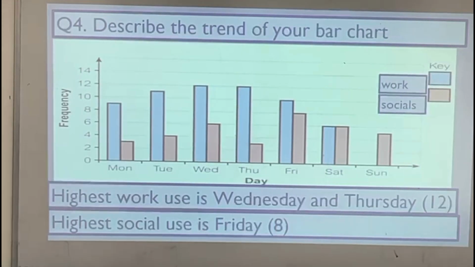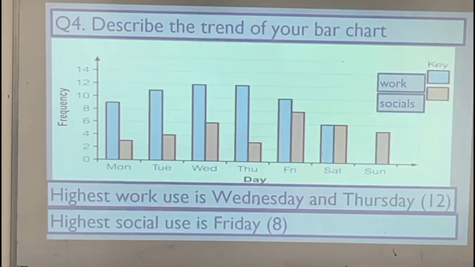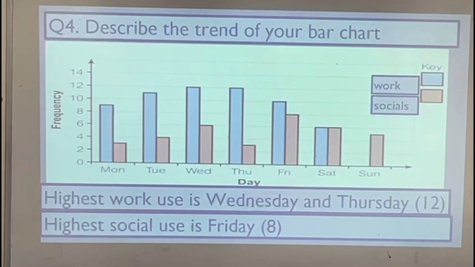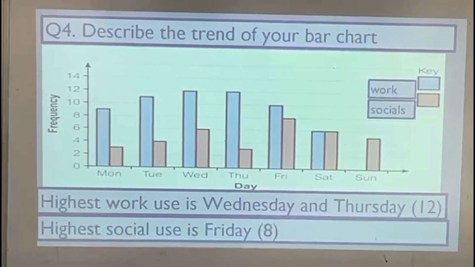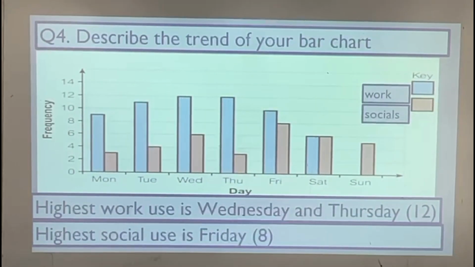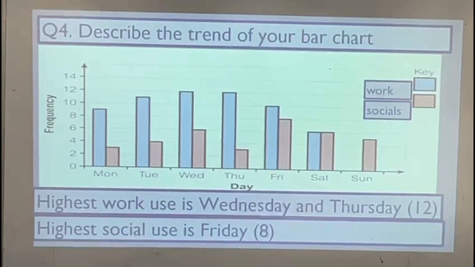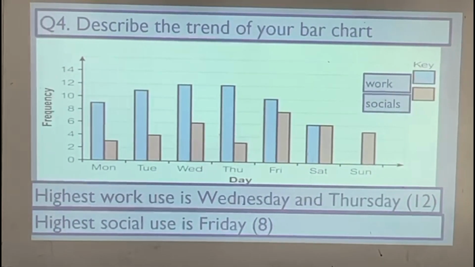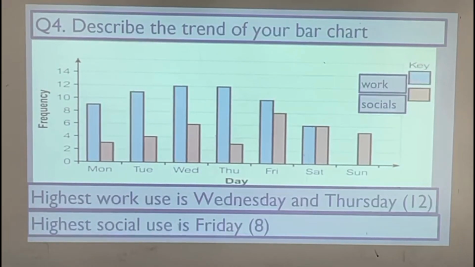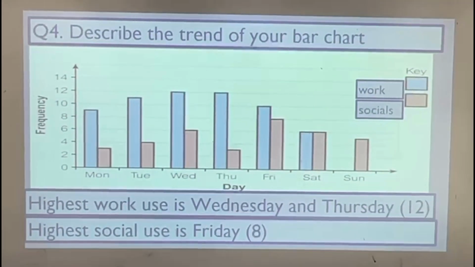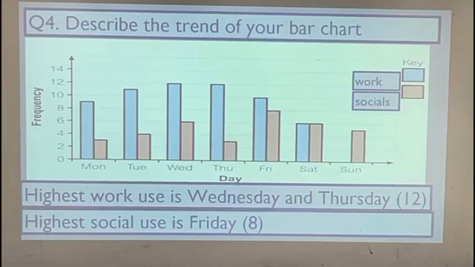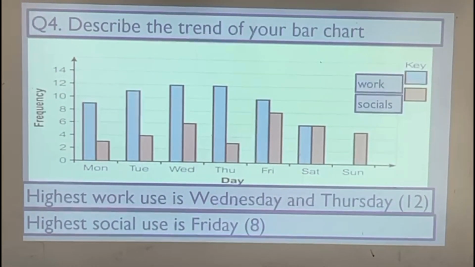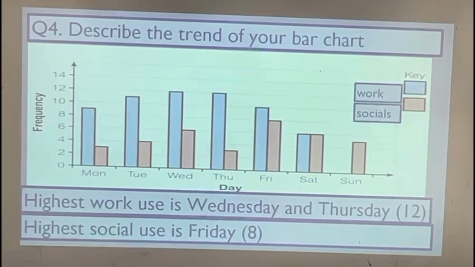Now what I need you guys to try and do once you've done that is a common technique we need for exams, which is describing the trend. So I would like you to try and describe the trend of your bar chart, and the easy way to do this is talk about the highest and make sure you use some numbers, and to talk about the lowest as well. So as you can see, the highest work use for me was on Wednesday, Thursday, and that was 12, and the highest social use was Friday, and that was 8. And what I could also do is talk about the lowest. So try and write a paragraph describing your trend for me, please.